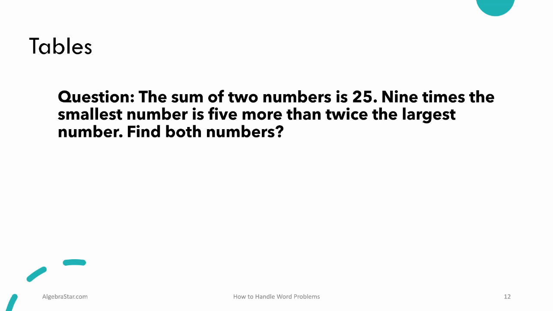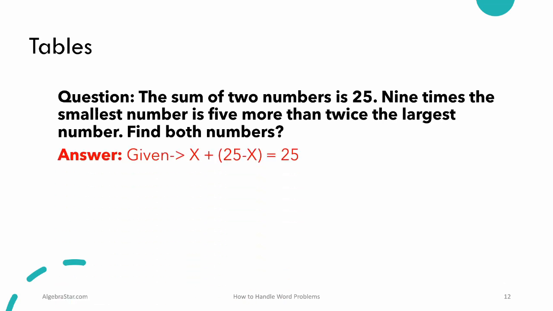So, the question is, the sum of two numbers is 25. 9 times the smallest number is 5 more than twice the largest number. Find both numbers. Now this one is a little more tricky. It has something that's given to us. We have to find two numbers. So let's start with what's given to us.